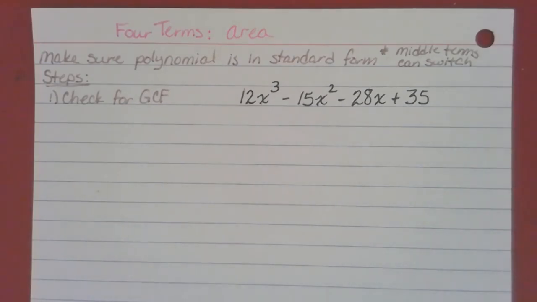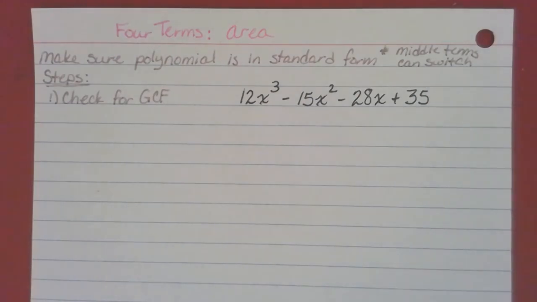And our steps are always check to see if there's a GCF. This problem is the same one we did in the other video, and there is no GCF, because each term doesn't have an x, so I can't pull an x out of everything. And there is no number other than one that goes into 12, 15, 28, and 35.